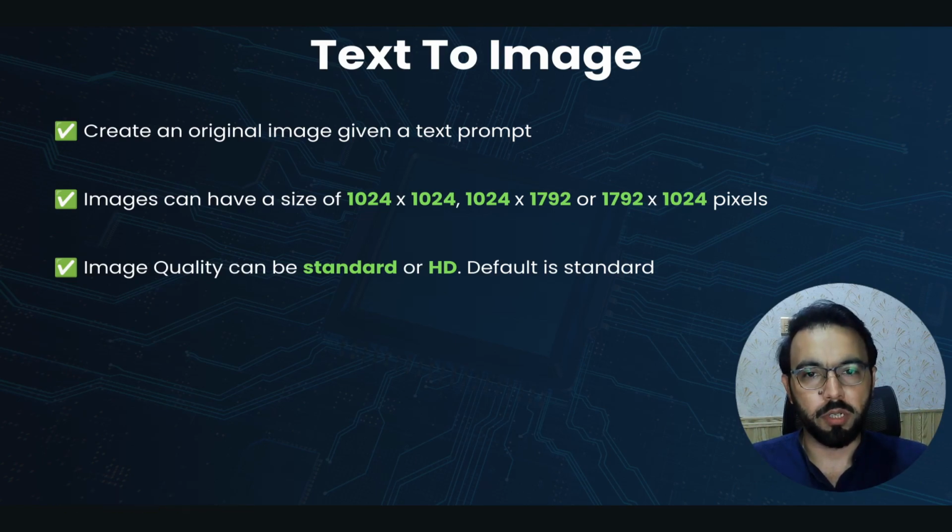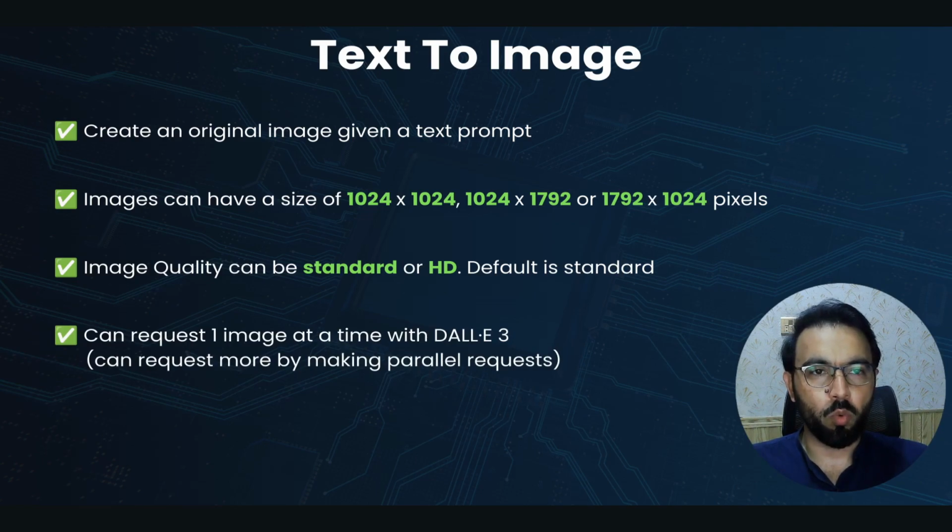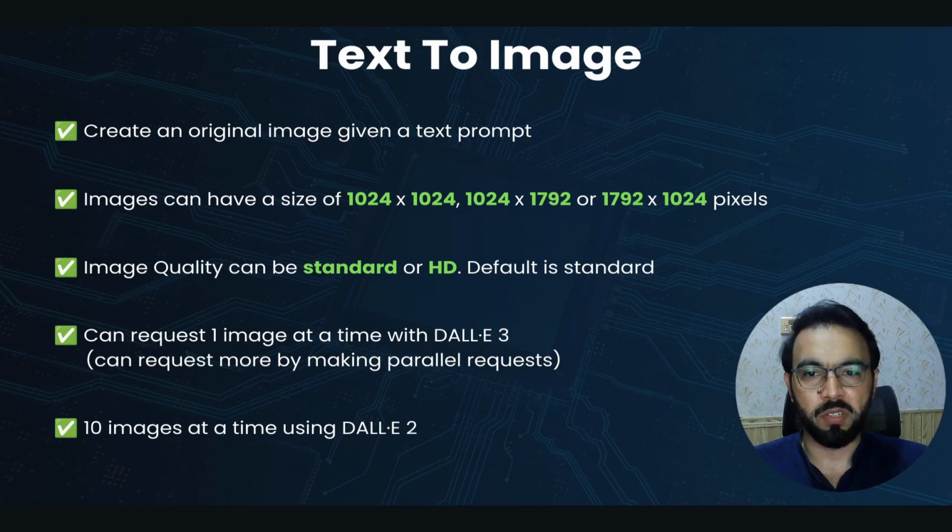With DALL-E 3, you can generate one image at a time. The prompt does not support generating multiple images at once. At one time it only creates one image, and if you need multiple images at the same time, you can use parallel requests to send multiple prompts at the same time, and then DALL-E will generate multiple images based on all those requests. This is only true for DALL-E 3, and with DALL-E 2 the case is a little different. With DALL-E 2 you can create 10 images at a time.